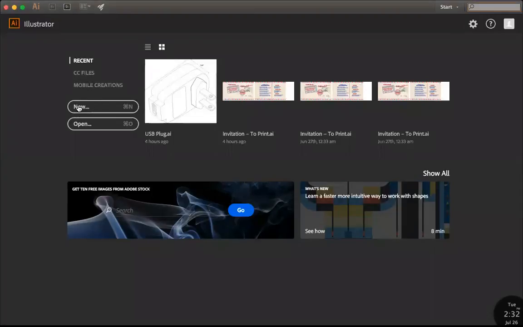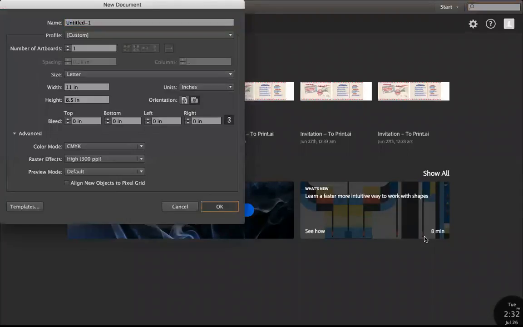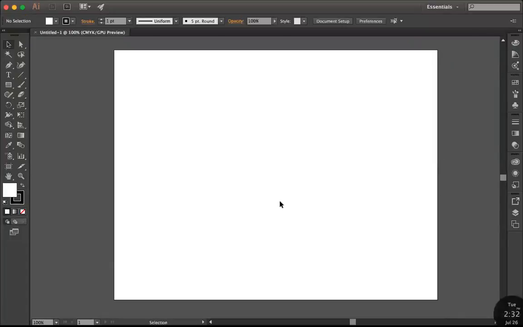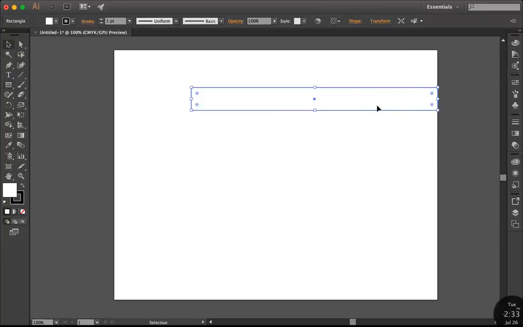So if I were to do mine, let's just say I'm doing this, and maybe my color scheme is going to be here. Oh, whoops, wrong key.